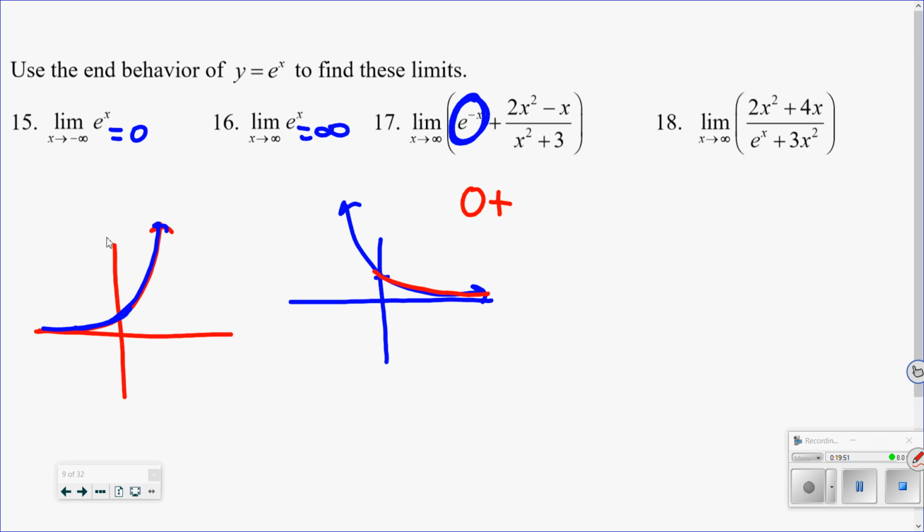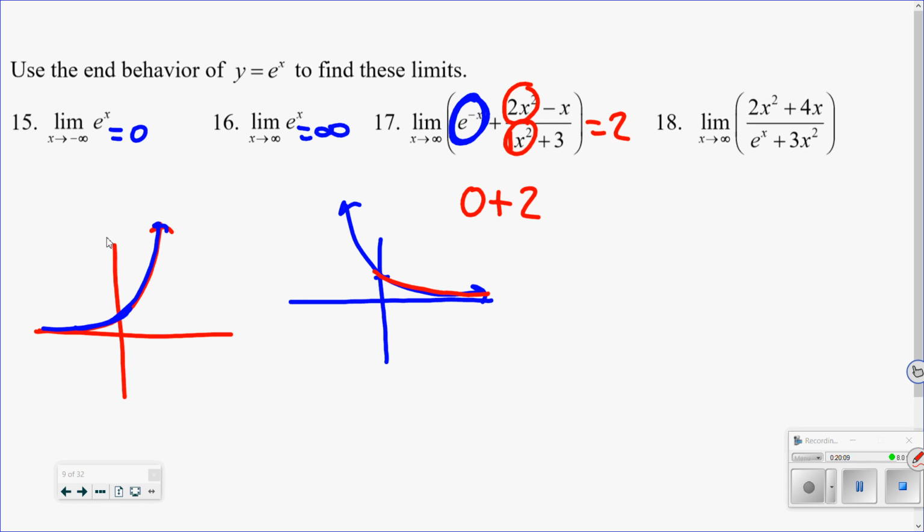And now just do the top part. Now remember, we only compared the degree of the highest power. So I'm going to compare that one to that one. They're tied. They're both degree 2. So I take the numbers out in front. So it'd be 2 over 1. Well, 0 plus 2 is 2.